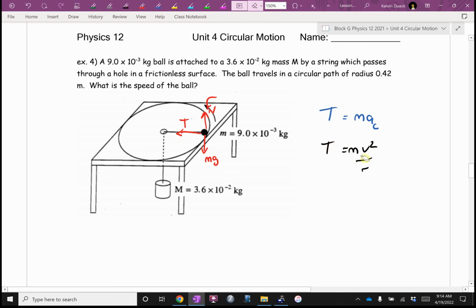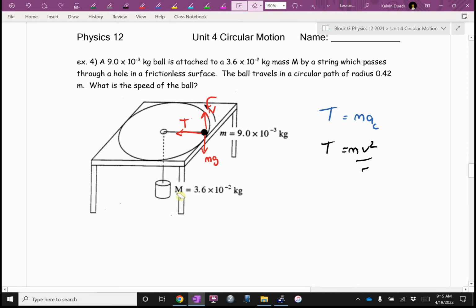Do I know little m? Check. Do I know r? Check. Do I know the tension? Ooh. I do? 9.8 times, you're telling me tension is mg? I don't think it is. What haven't we used yet?